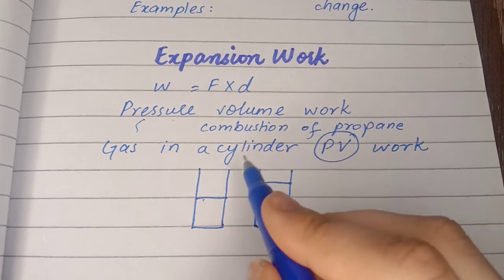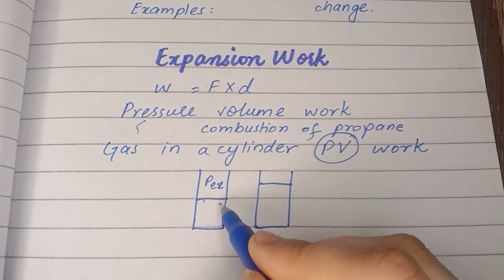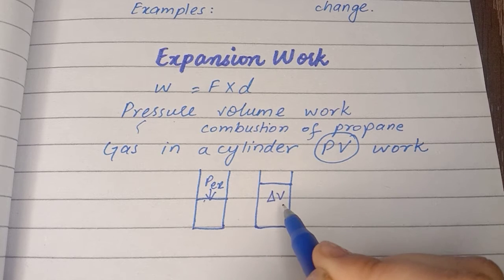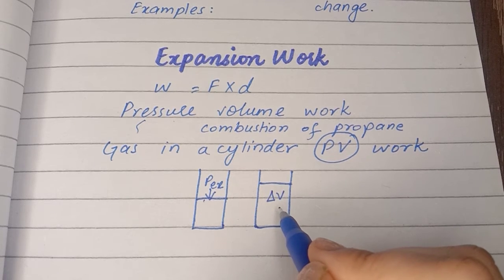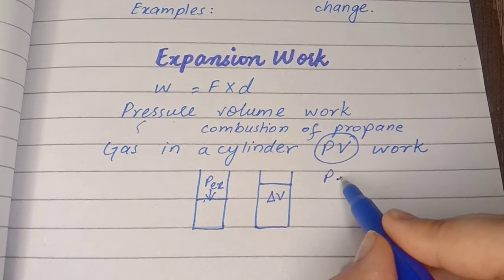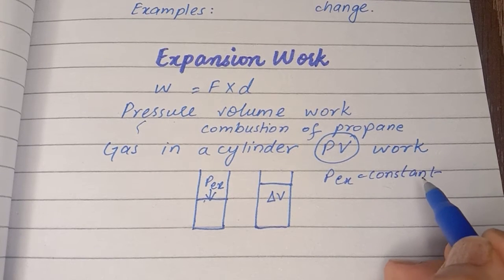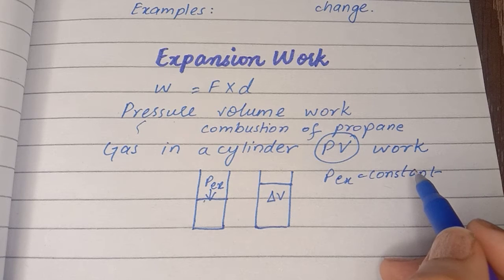So we can assume that initially the external pressure is constant, and when the piston is pressed on by the atmosphere, there is a constant pressure from outside. So we need to find how the work done occurs when the system expands through a volume of delta V, and delta V is related to the external pressure, which is P external.